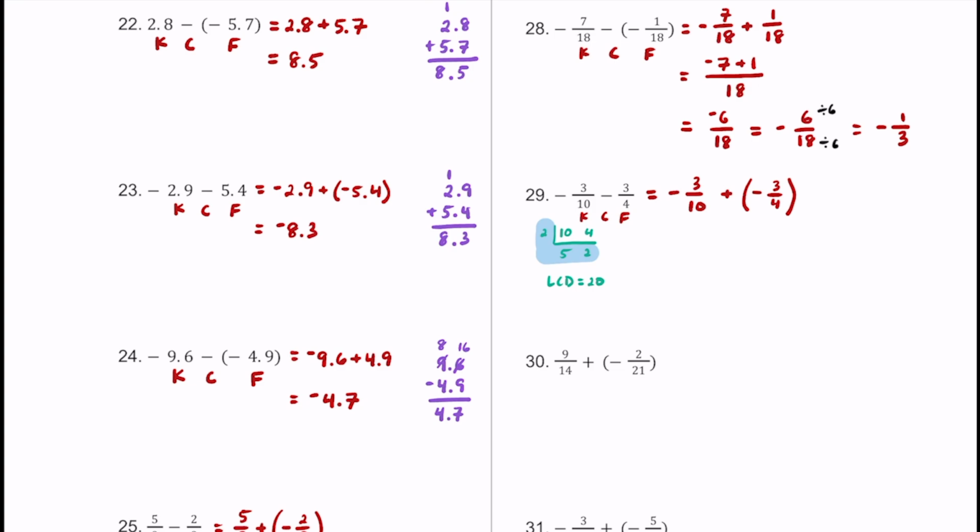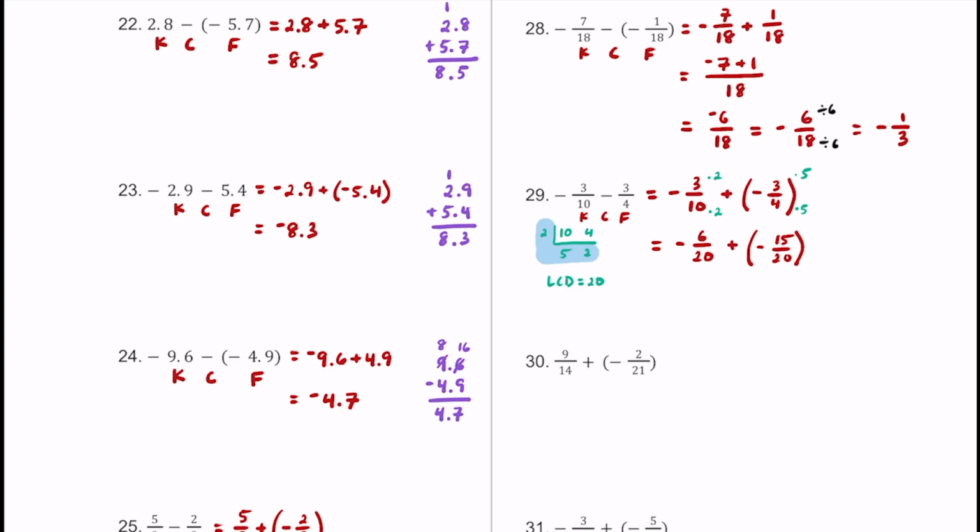Okay, now to get the common denominator of 20, we're going to have to multiply this one by 2 and this one by 2. And for this 4, let's multiply this one by 5 and multiply this 3 by 5. So these new fractions here would be negative 6 over 20 plus, and that's going to be negative 3 times 5, which is 15 over 20.